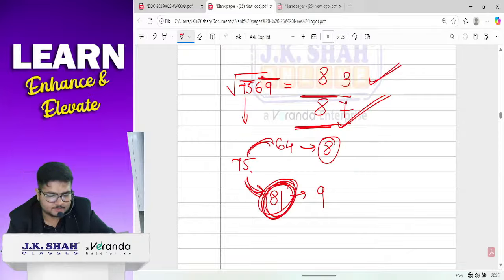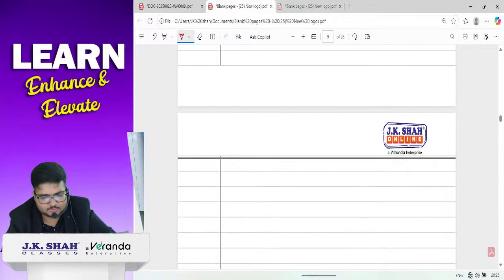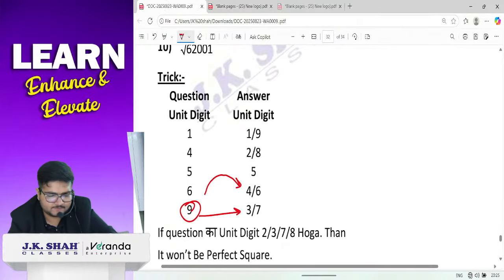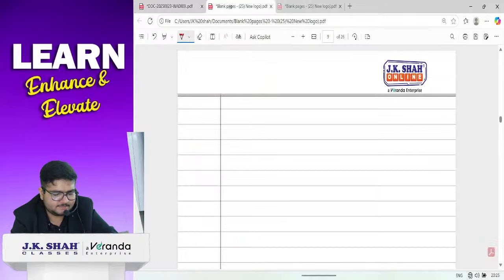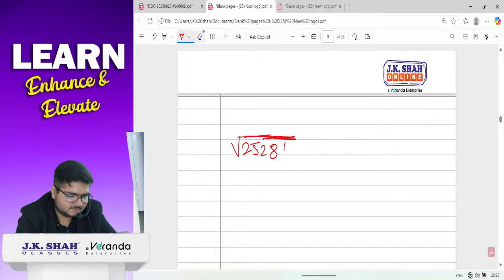Understood everybody? Do you want me to do one more sum? I'll do one more sum. Chalo. We'll do a 5-digit number. 25281. Wait. 25281. Now how to solve this?